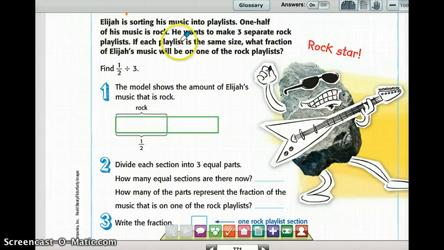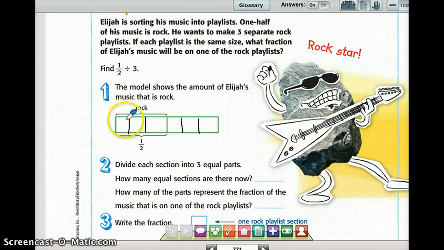1/2 of his music is rock. He wants to make 3 separate rock playlists. So we know we have to do 1/2 divided by 3. So in this case, we can make a whole, so 2 halves is our whole here. Now here's our 1/2 of rock music. And we have to divide this into 3 separate rock playlists. So I'm going to break this up into 3 rock playlists. But then I have to also break up this part because I have to break up my whole so that I can see what my new denominator is.